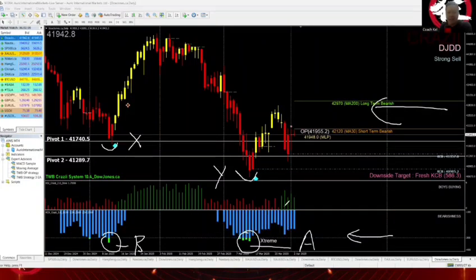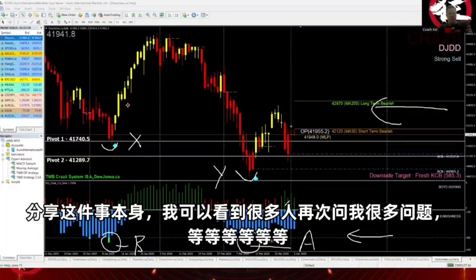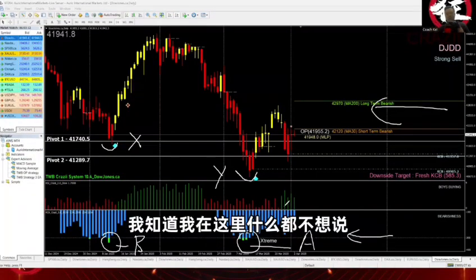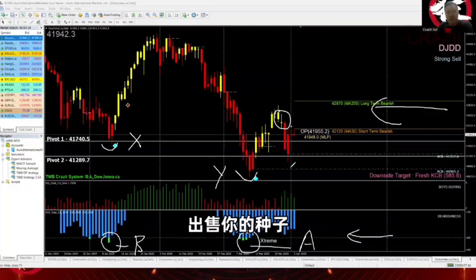So indeed, it's actually bearish. Interesting, right? No one teaches this way. And I know that by sharing this, I'm going to get a lot of people asking me a lot of questions again and blah, blah, blah. I'm not trying to say anything here, but just to inform you that when it's bearish, when the market starts to come down, the selling will be torrid. You got it. So when will it turn bullish?